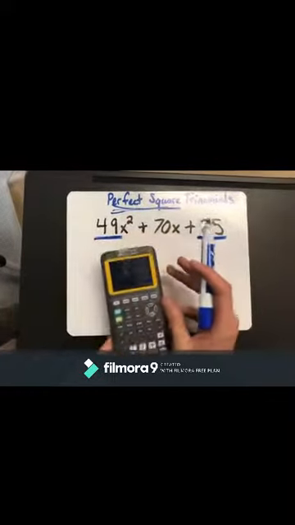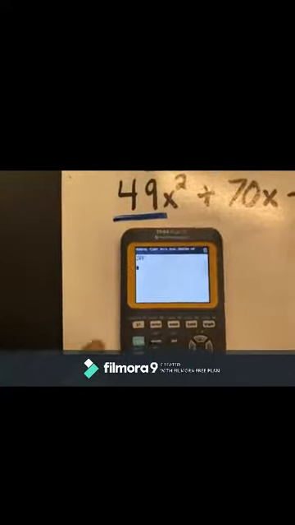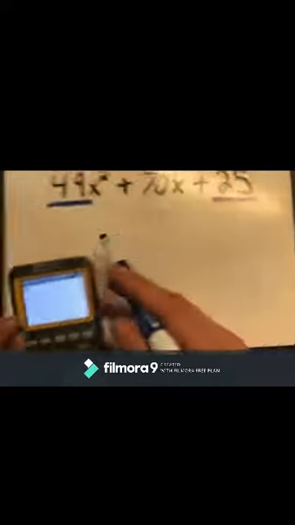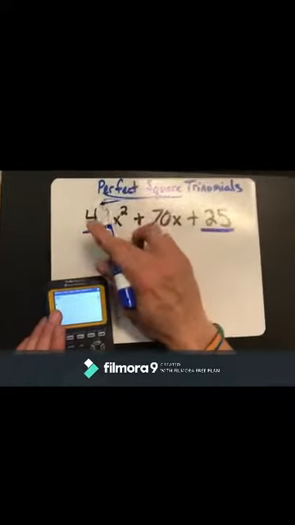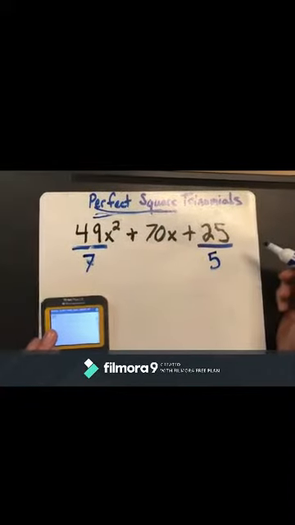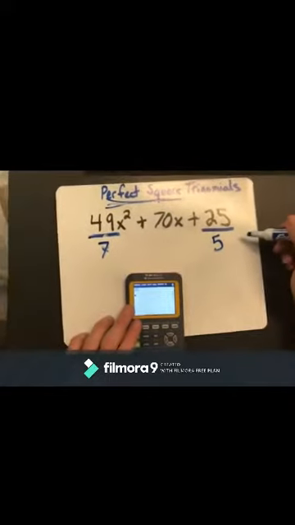If you want, you can use your calculator. If I take the square root of 49, it is 7, a whole number. Then I go to my last term. We already did 25, but I'll just do it in my calculator. The square root of 25 is 5, another whole number. So the square roots of my first term and my last term were whole numbers. That's what I'm checking to see if it's a perfect square trinomial.